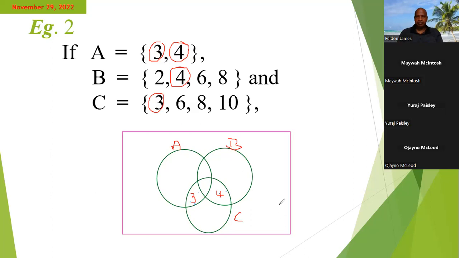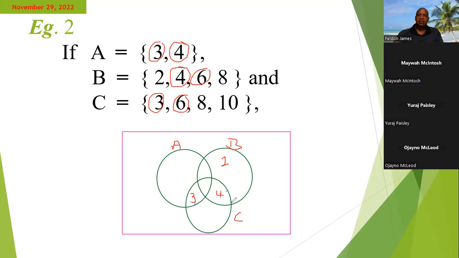In set B now, you're going to put 2 in set B only because you don't have any other 2. All right, so 2 is here, that's what you're saying. Yes, sir. And 6. 6 is in set B and set C only. So 2 is here, and 6 is in B and C only. Yes, sir. All right.